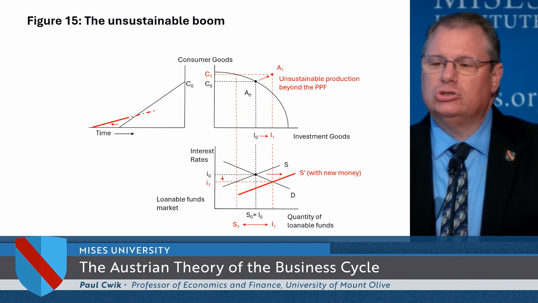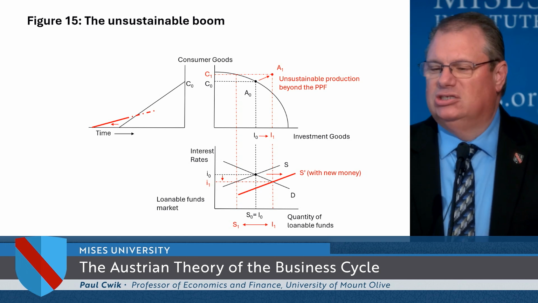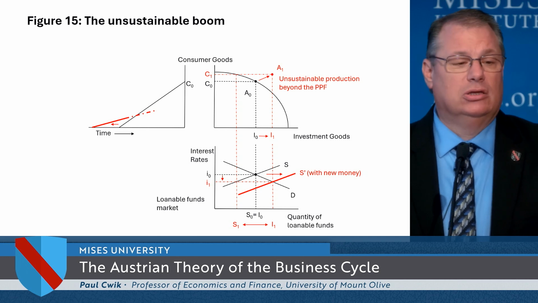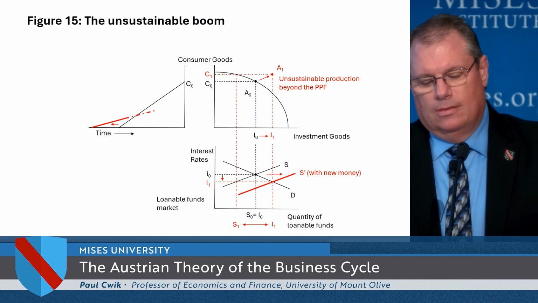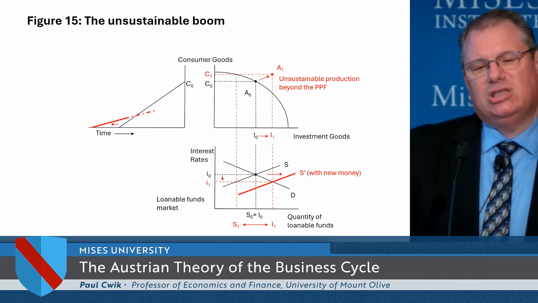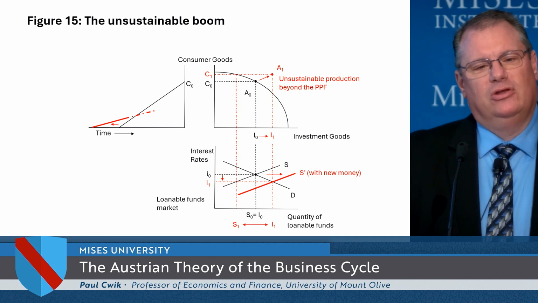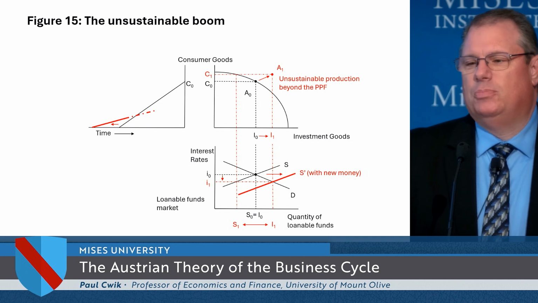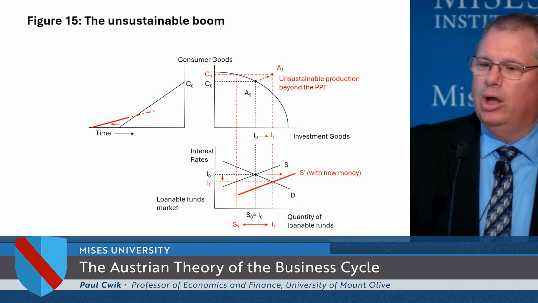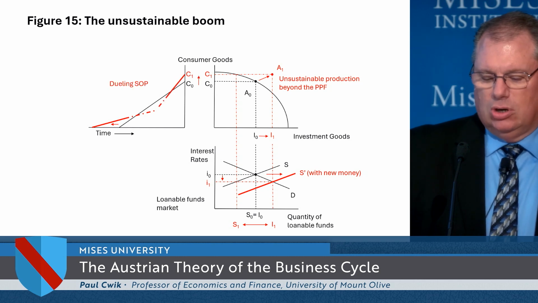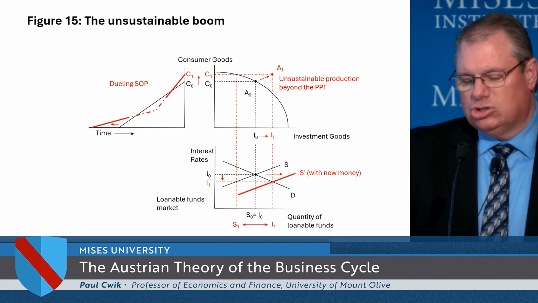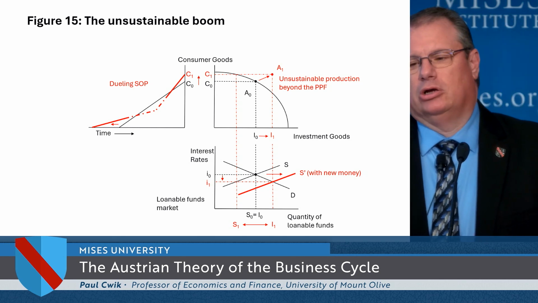With a lower interest rate, you cut back on savings, and now you're going to consume more. And if you're going to consume more, what does that do to us in the production possibility frontier? We are outside the PPF. We're at an unsustainable point. And notice what happens to the structure of production. We have what is called a dueling structure of production.